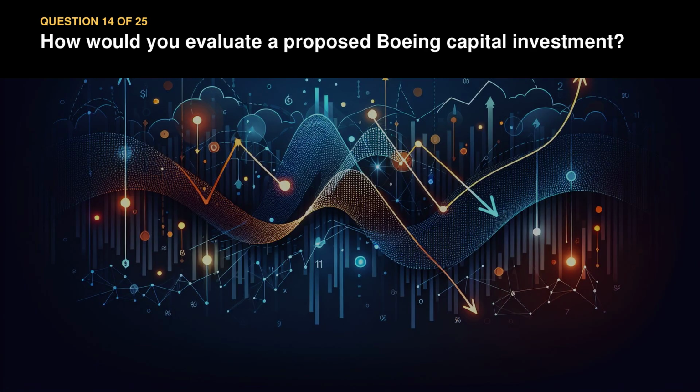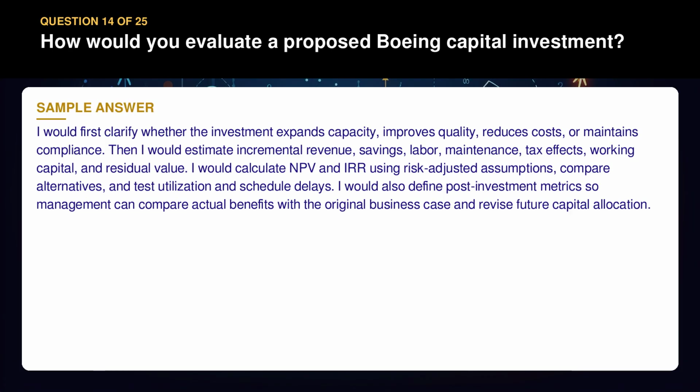Question 14. How would you evaluate a proposed Boeing capital investment? I would first clarify whether the investment expands capacity, improves quality, reduces costs, or maintains compliance. Then I would estimate incremental revenue, savings, labor, maintenance, tax effects, working capital, and residual value. I would calculate NPV and IRR using risk-adjusted assumptions, compare alternatives, and test utilization and schedule delays.